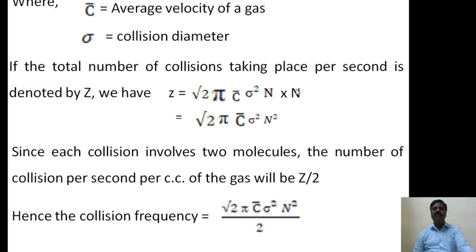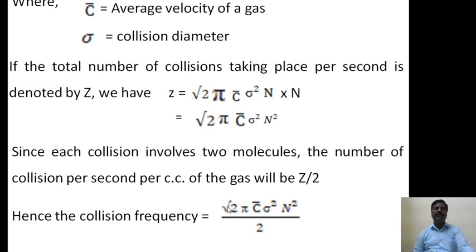Here n is the collision number, since collisions take place with other molecules. Therefore, we multiply by n. After simplification we get root 2 pi average velocity sigma square into n square. Since each collision involves two molecules, the number of molecular collisions per second per cubic centimeter of the gas will be Z divided by 2.